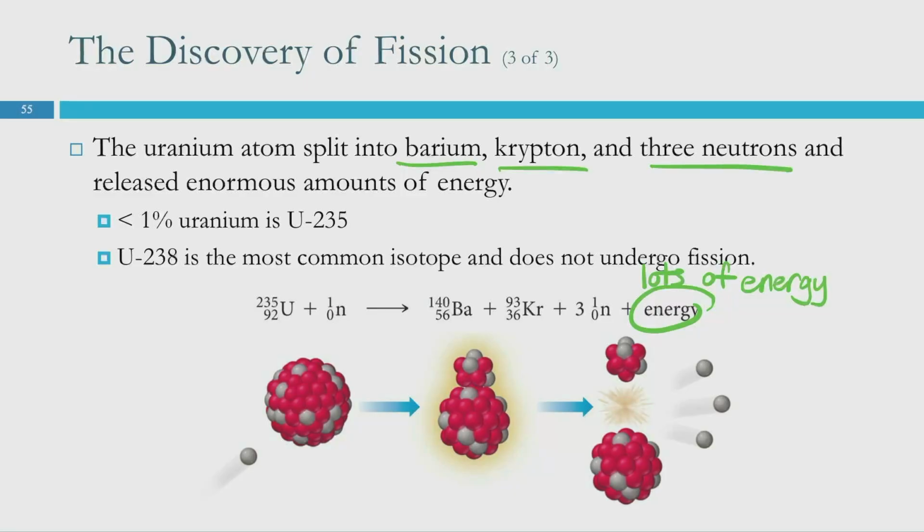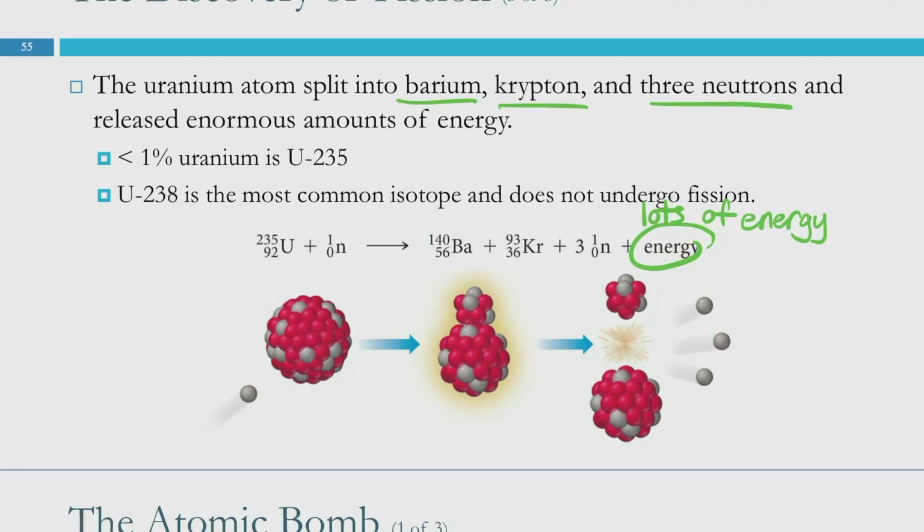I'm pretty sure this only works with uranium-235. It doesn't really work with uranium-238. That's the most common isotope, but it's this U-235 that actually undergoes fission. So you can bombard it with a neutron. It breaks and then produces a lot of energy. Notably, it also produces 3 neutrons. That's very important for the fission process.